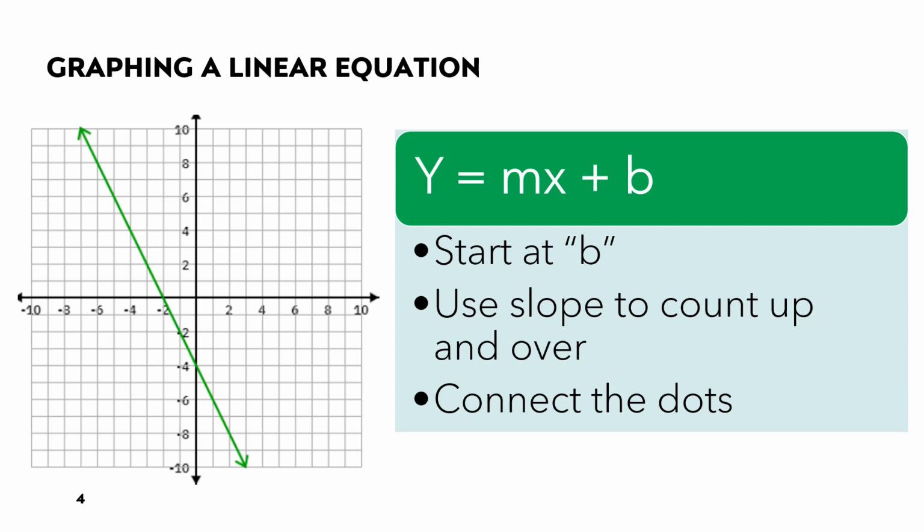But just to make sure that we're clear on it, we're going to graph an equation. You always start at b. In this case, b is -4. We don't know what our slope is. Looks like our slope would be 2 over 1. So you'd go up 2, over 1. And then you connect the dots.